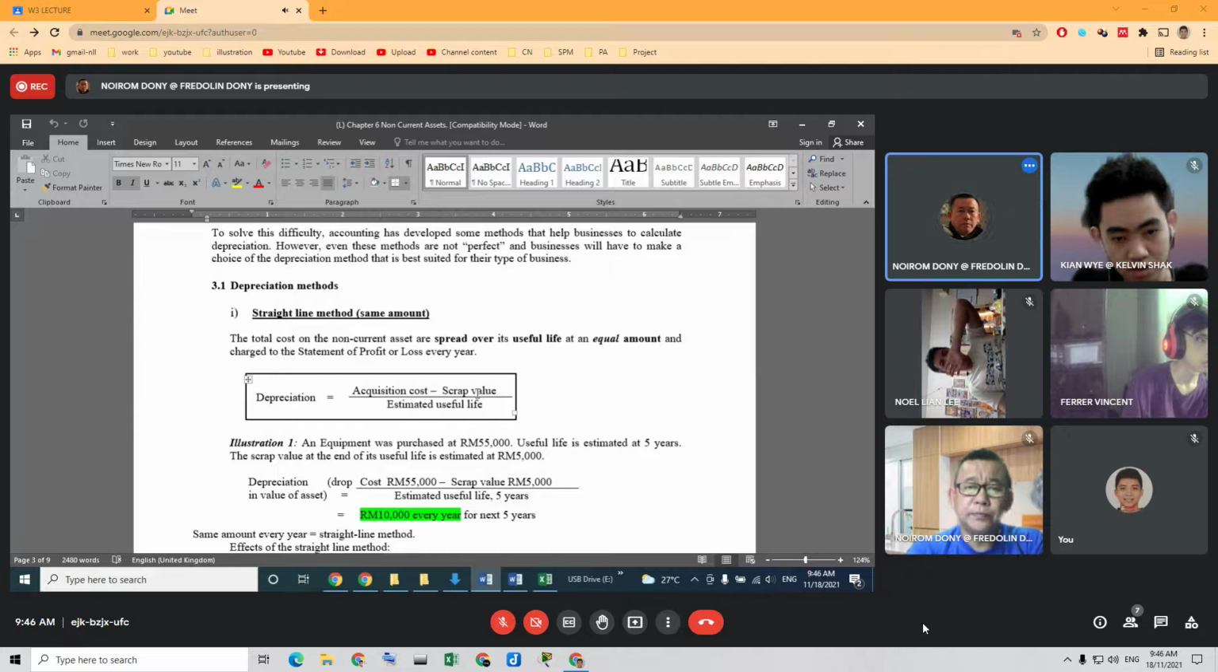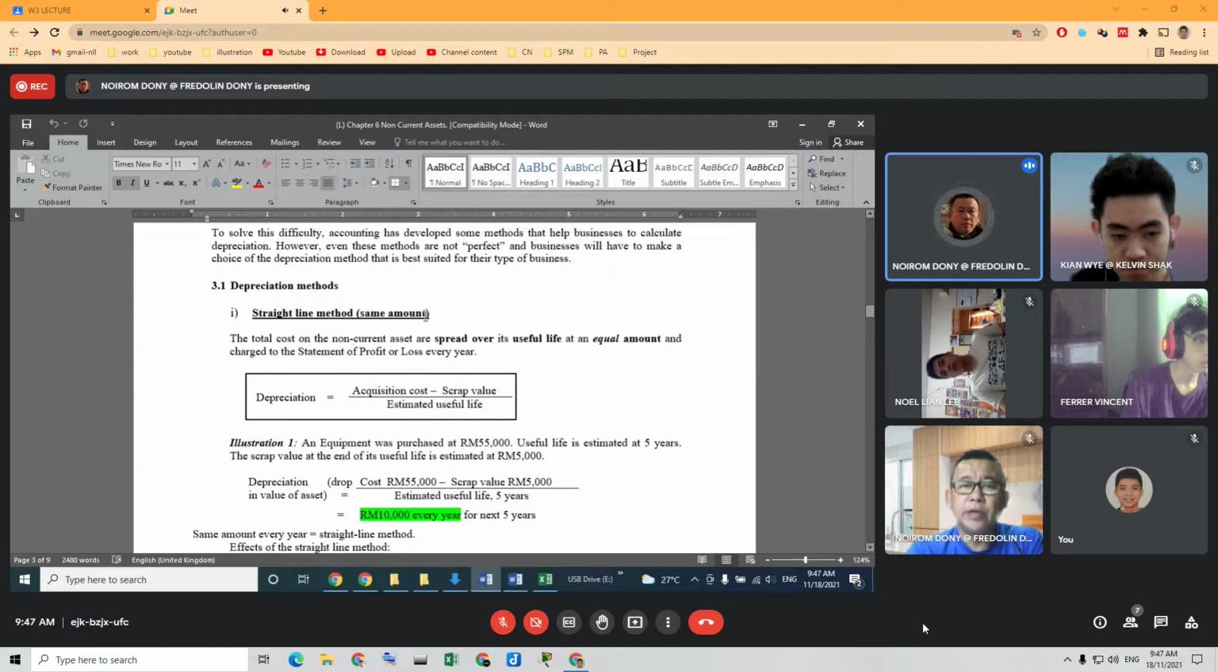So you minus. Then we divide by the estimated useful life. So useful life is the estimated number of years the asset can be used in the business. Okay, so that is the meaning. When we divide by this estimated useful life, we are spreading over its useful life an equal amount. So resulting from this, just like this illustration here, every year we are going to allocate the same amount.